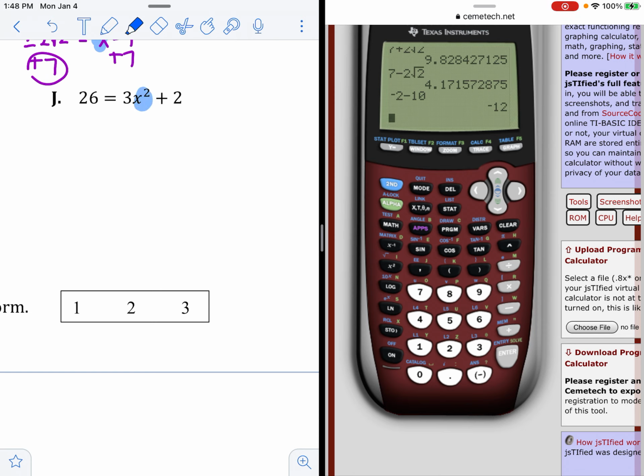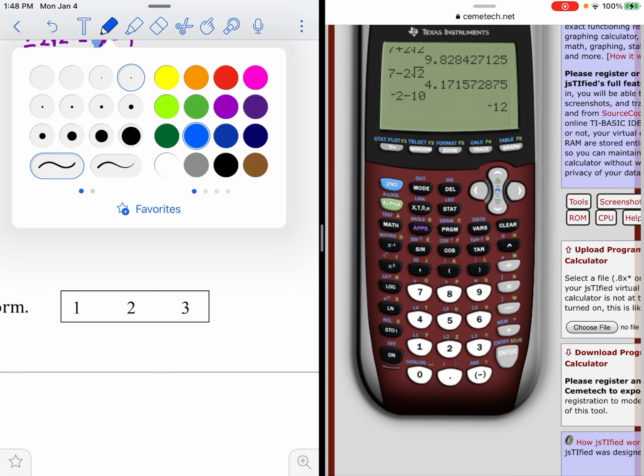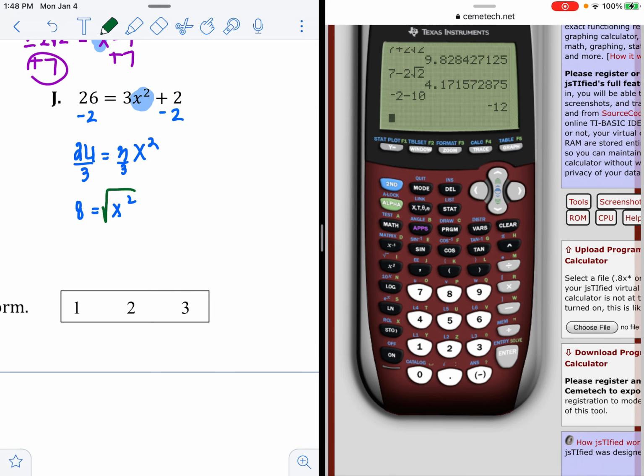All right, this one here, this one just has an x squared. So to get the x squared by itself, first I'm going to subtract 2 from both sides. 24 equals 3x squared. Divide by 3. 8 equals x squared. Now I can square root to solve. Square root plus or minus. So I have x equals plus or minus.